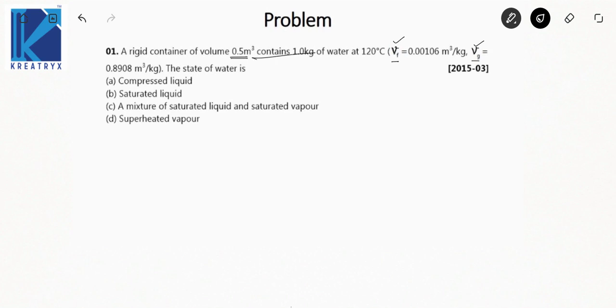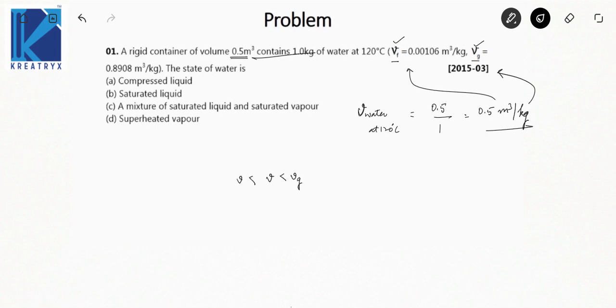You just find the specific volume of this water at 120 degrees Celsius. It will be 0.5 upon 1, that is 0.5 meter cube per kg. Now compare it with these values. What do you find? That v is less than vg, however it is greater than vf. So can I say that it is a mixture of saturated liquid and saturated vapor? Okay, C is the answer. Next question.